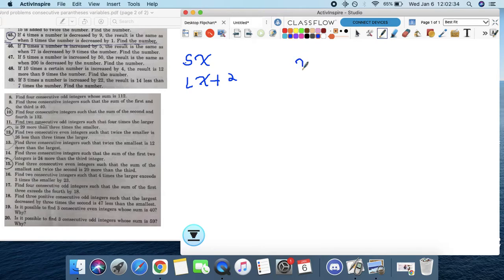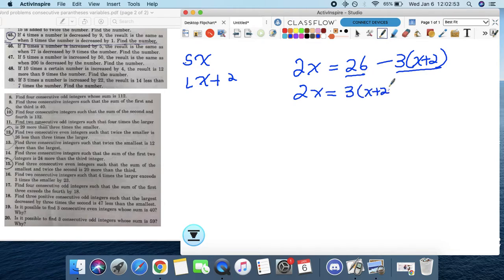Twice the small, so 2 times the small number, equals 26 less than, which means subtraction, 3 times the larger one, x plus 2. Now, careful here, because the words are less than, we have to make a little switch. So these two will switch positions. Okay, when it's less than, make sure you do that. And now everything's set. We can start solving our equation.